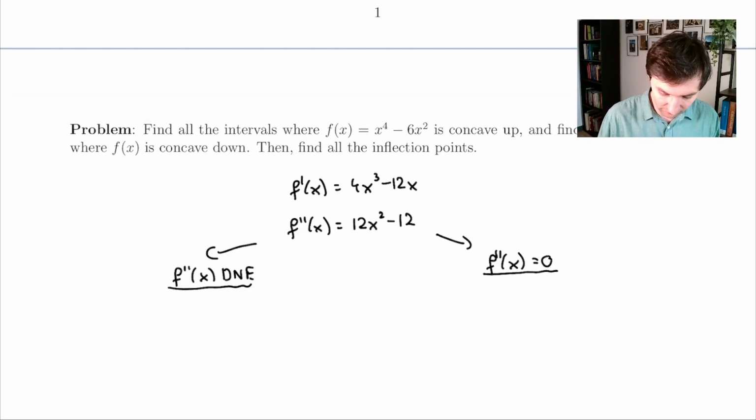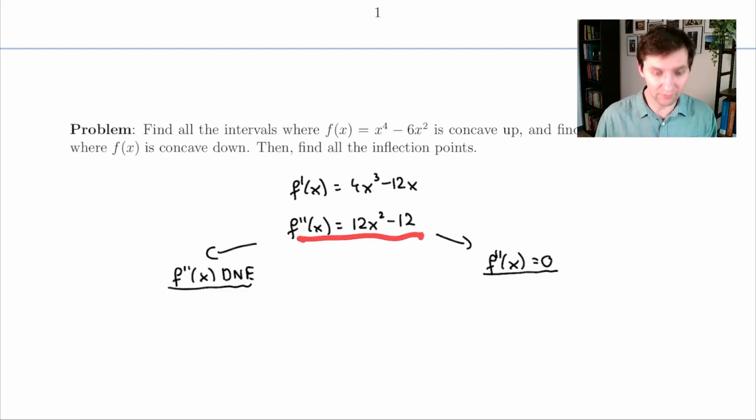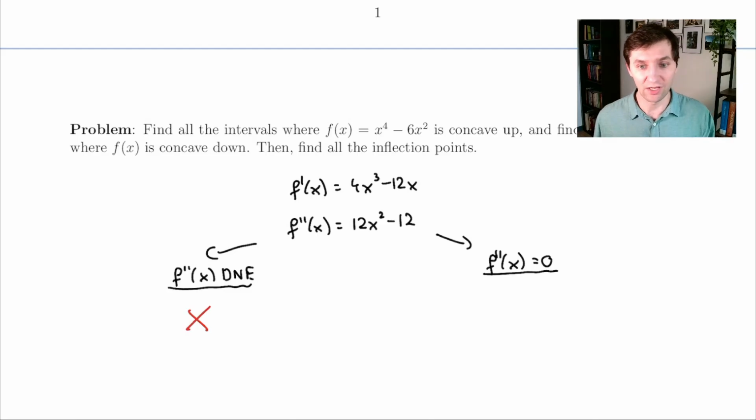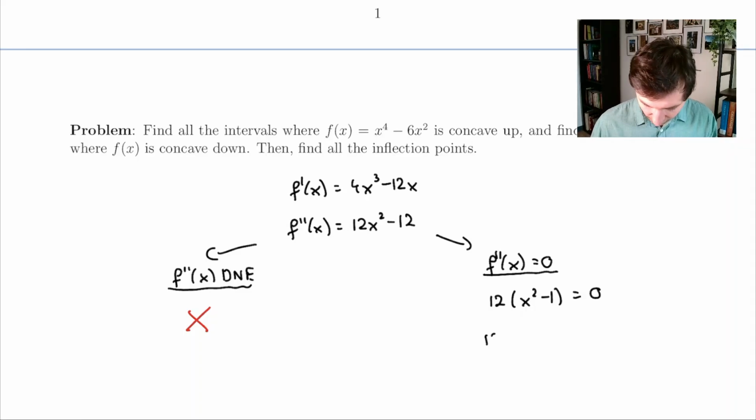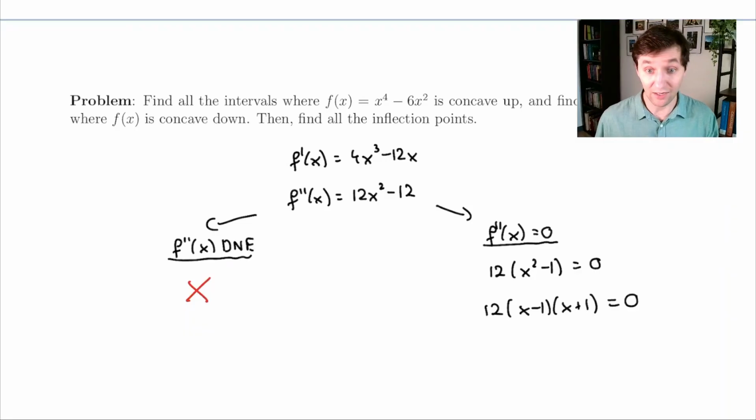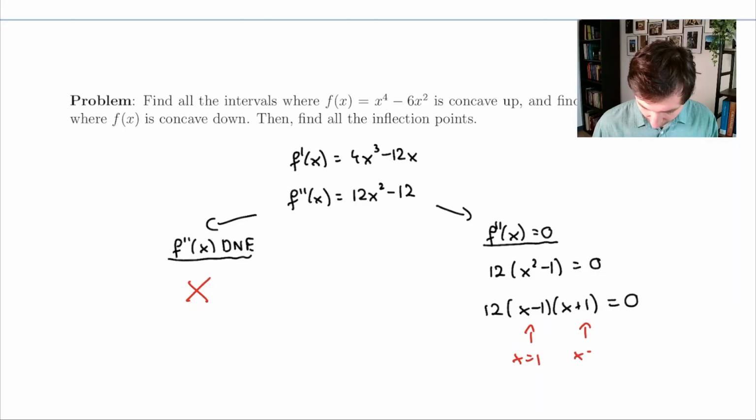This is a polynomial, which means that the second derivative always exists. The first condition gives us no candidates for change in concavity. To set this second derivative equal to 0, first I take 12 out and I get 12x squared minus 1 equals 0. And then I continue factoring and I get 12 times (x minus 1)(x plus 1) equals 0, which means that there are two x's for which the second derivative is 0. It is x equal to 1 and x equal to negative 1.